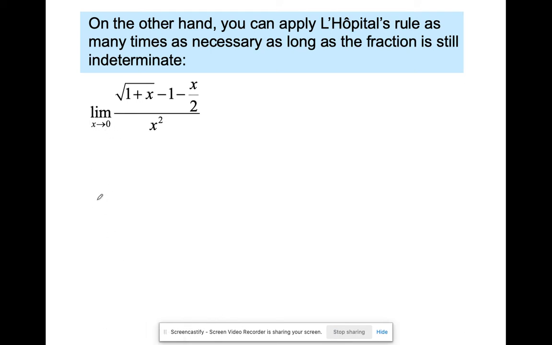Verify that it's indeterminate. Take a moment as you're copying down. Is that indeterminate? First thing you do is plug in. 1 plus 0 is 1. Square root of 1 is 1. 1 minus 1 is 0. Minus 0 over 2 is 0. Plug in, yep. 0 over 0. Bring them in. Let's go.